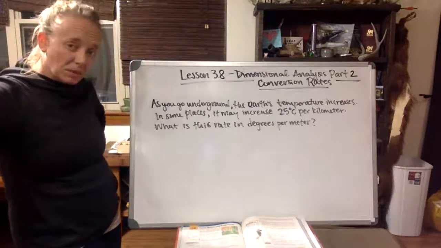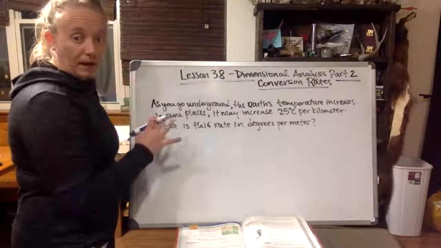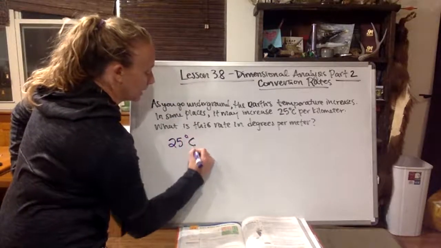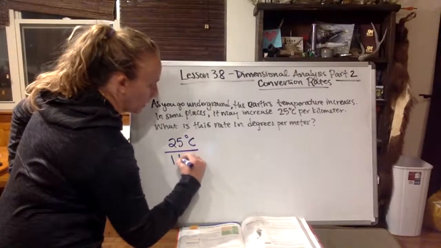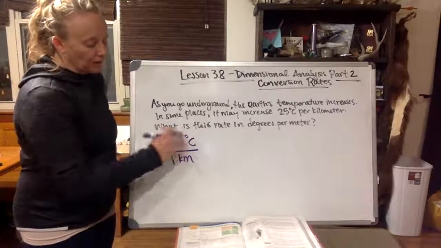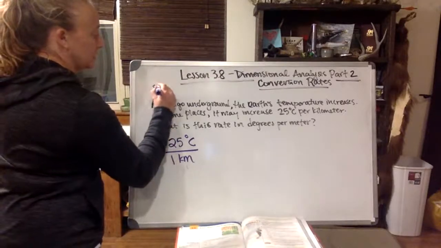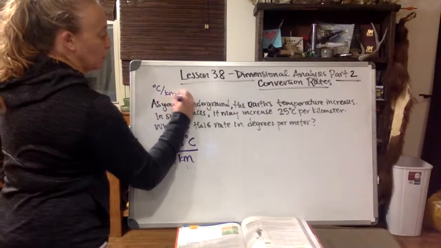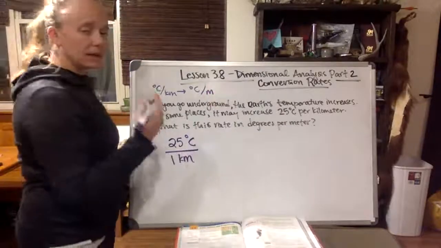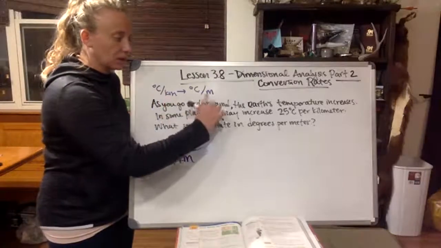Okay, degrees per meter. So as of right now, we have this. I always start to write out what I know and what I'm starting with. In this case, we have 25 degrees Celsius per 1 kilometer. I'll just do km for kilometer to keep it easy. 25 degrees Celsius per kilometer. And I want to go from degrees Celsius per kilometer to degrees Celsius per meter. So I need to ask myself, what conversion factor will help me to go from kilometers to meters?